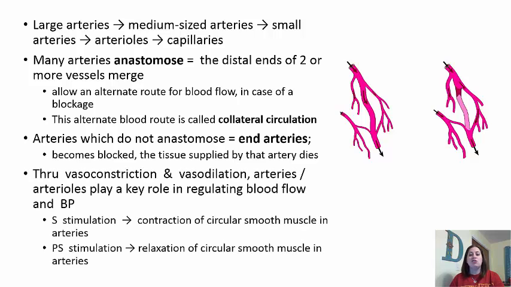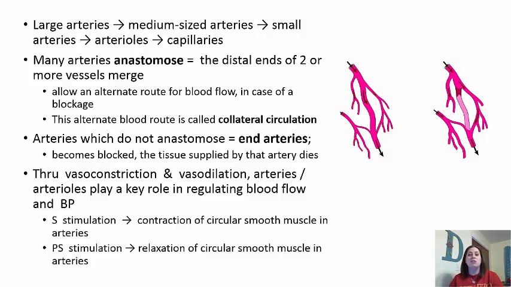Now, through vasoconstriction, okay, that's the closing up, and vasodilation, arteries and arterioles play a key role in helping regulate your blood flow, how much blood comes in through the area, and also your blood pressure. If the opening is wider, it's going to allow more blood to come through, and it's going to have less pressure behind it. If it's constricted, less blood's going to come through, but it'll have higher pressure.